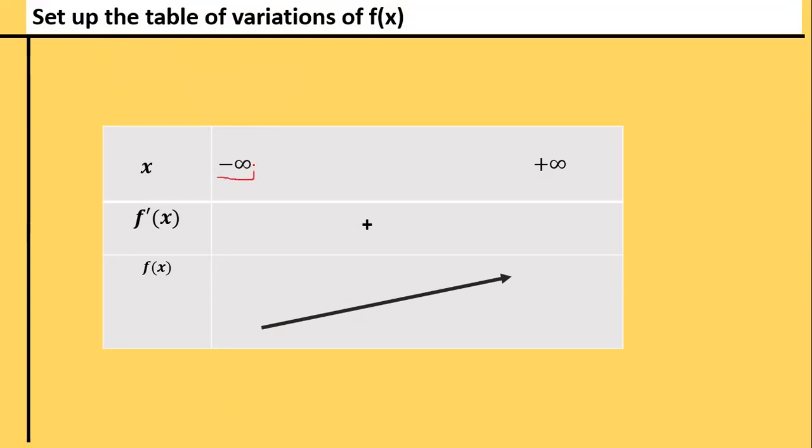Now, let's calculate limits at minus infinity. This was done in the preceding parts. The limit of the function f at minus infinity is equal to minus infinity. Repeat the same step for plus infinity. The limit at plus infinity for the function f is equal to plus infinity from the first parts. In this way, we set up the table of variation of the function f.